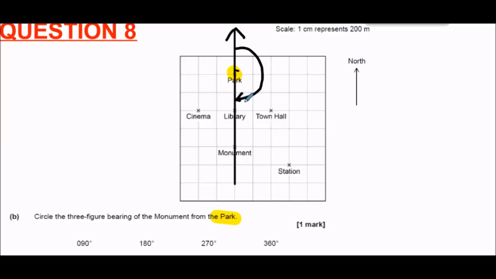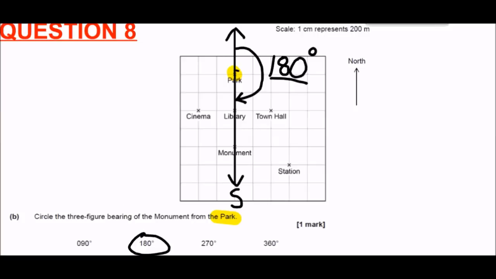Now it's half a turn. From north looking south where the monument lies from the park is half a turn, and half a turn is 180 degrees. You can think of it as angles on a straight line. From north to south makes a straight line, and angles on a straight line add up to 180 degrees. And so what we need to circle for this one is 180.